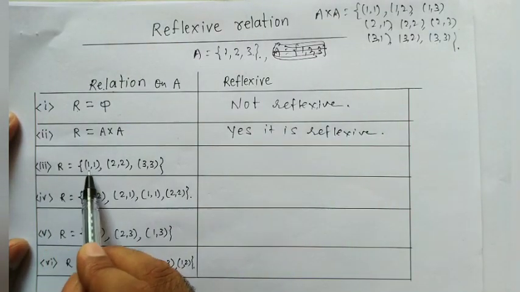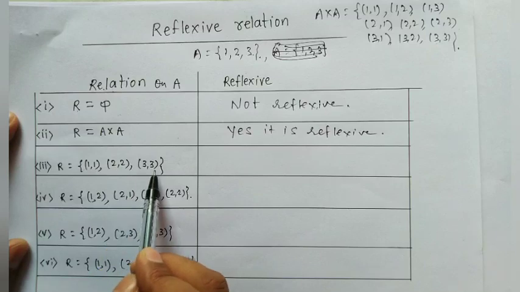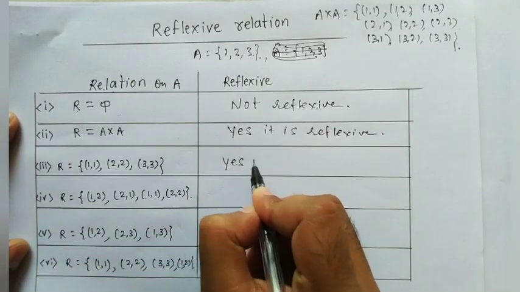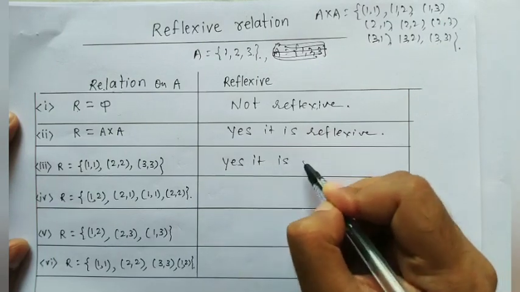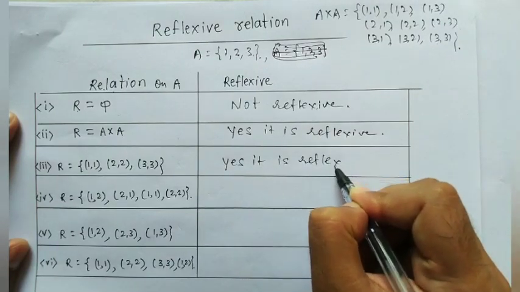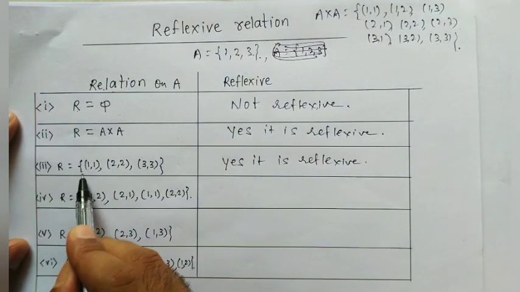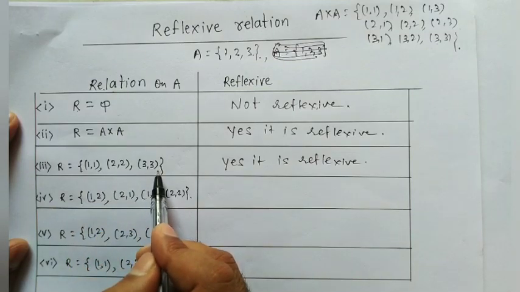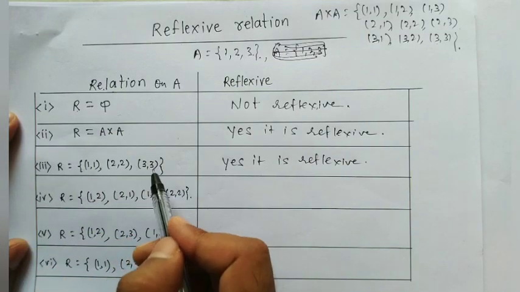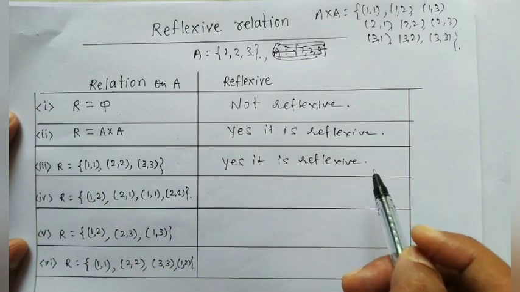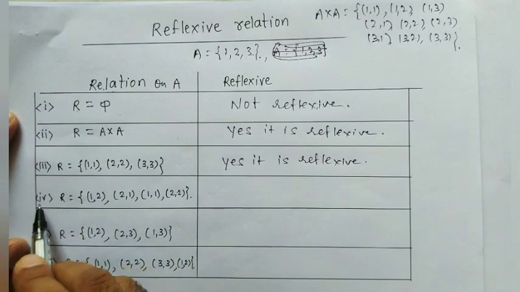Now come to next section. R equals to 1 1, 2 2, 3 3. Is it reflexive? Yes, it is reflexive. Some students will say that no, it is not reflexive, it is identity relation. Oh, you can recall definition of identity and reflexive relation. In identity relation, there should be no any extra element. In reflexive relation, there may be or may not be any extra element. So this is the reflexive relation. Is it clear?